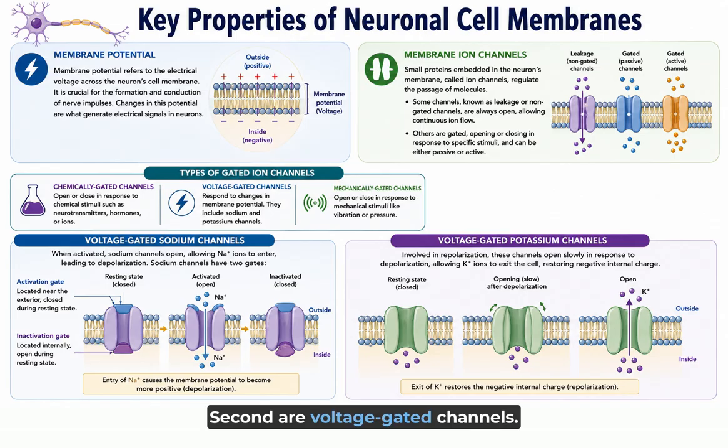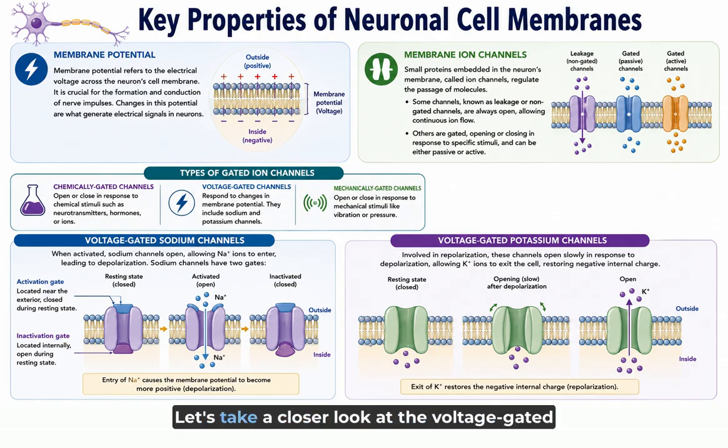Second are voltage-gated channels. These channels respond to changes in membrane potential. They are primarily located along the axon and are responsible for generating and propagating action potentials. The two most important voltage-gated channels are sodium channels and potassium channels. Third are mechanically gated channels. These channels open when the membrane is physically deformed by pressure, stretch, vibration, or touch. They are commonly found in sensory receptors throughout the body.